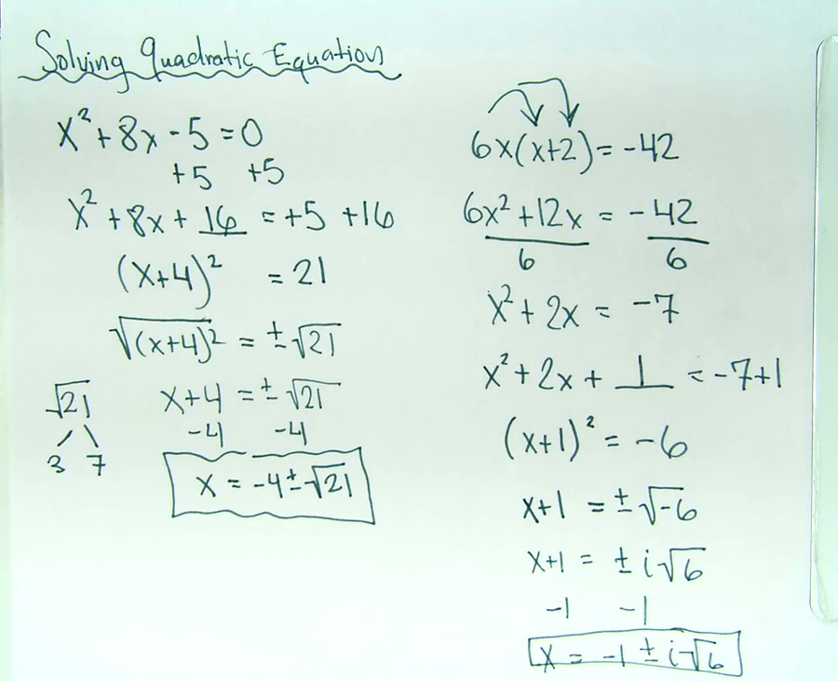Because the i goes with the square root. It's i times the square root of 6. Okay? So that's how we solve using completing the square. Okay?